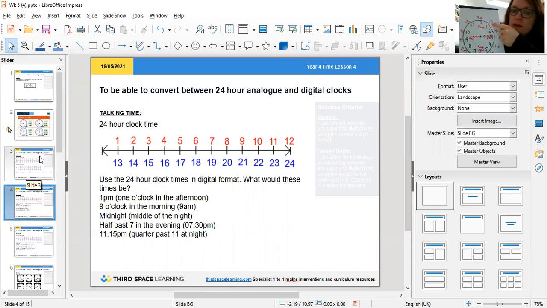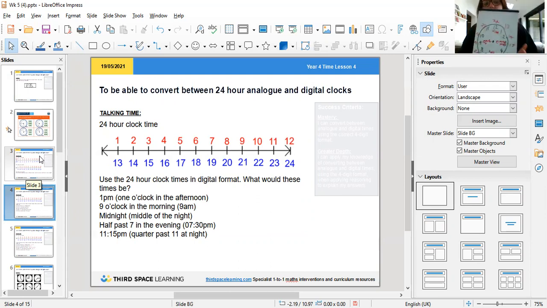Find the one. 13. 13.00. Okay. I'm showing that that's 1 p.m. in the afternoon on a digital clock. Remember, digital, the ones that mainly we find on the computers and on our watches and things.